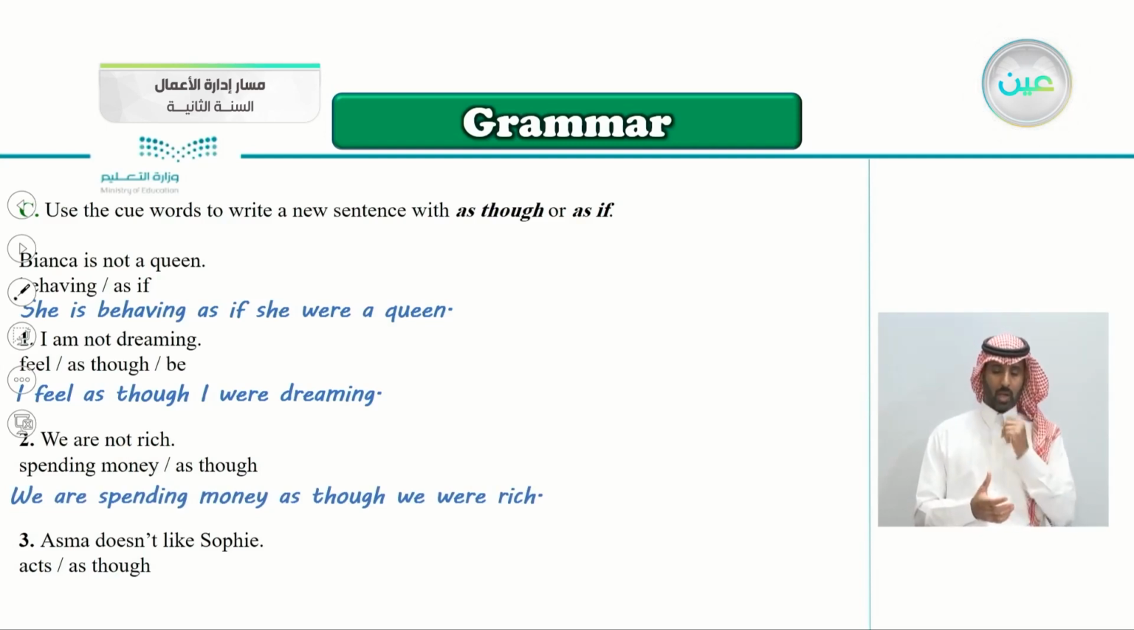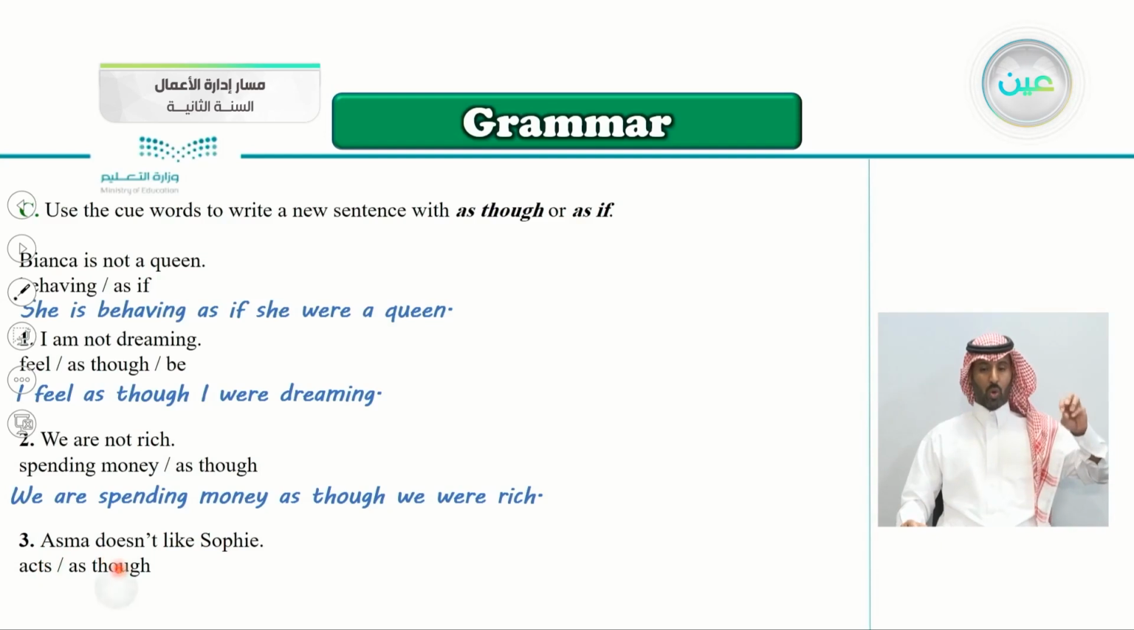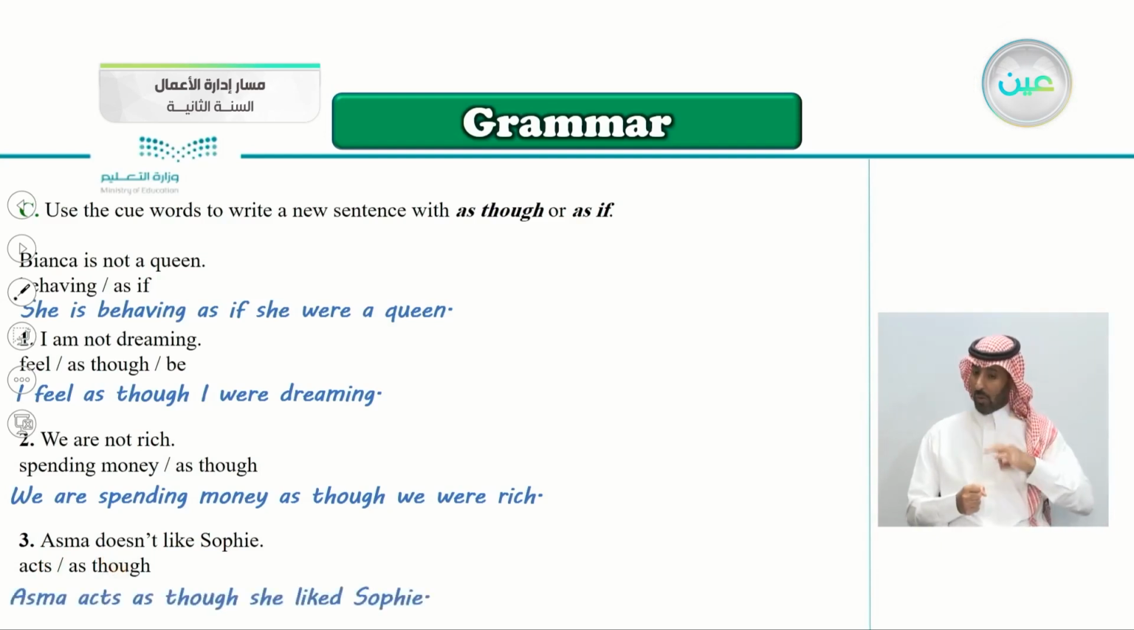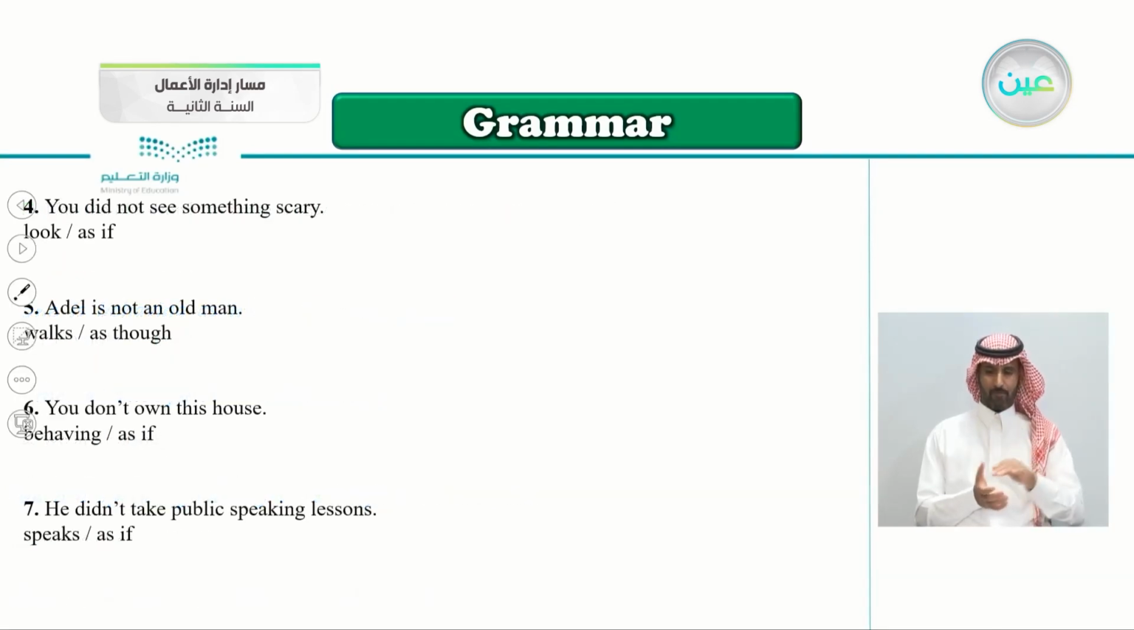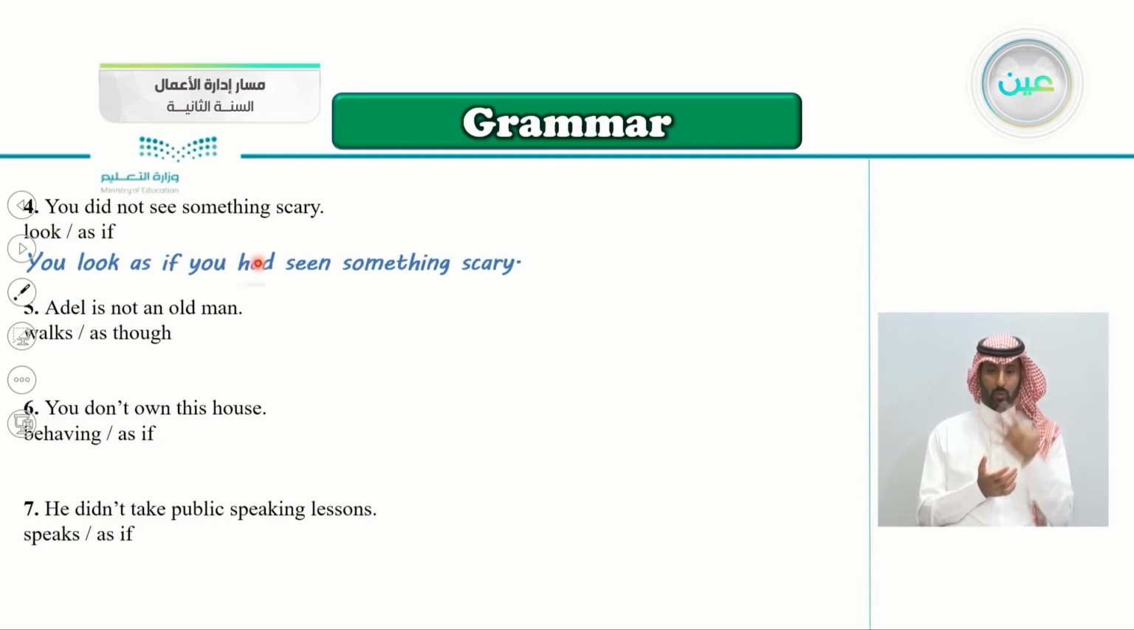Number three, Asma doesn't like Sophie. Doesn't like Sophie. This is the reality. Acts as though. Very good. Asma acts as though she liked Sophie, but in reality, she doesn't. Very good. Number four, you didn't see something scary. You did not see something scary. Look as if. Very good. You look as if you had seen something scary. There's something wrong with your eyes or your face. You look as if you had seen something scary, but in reality, you didn't.